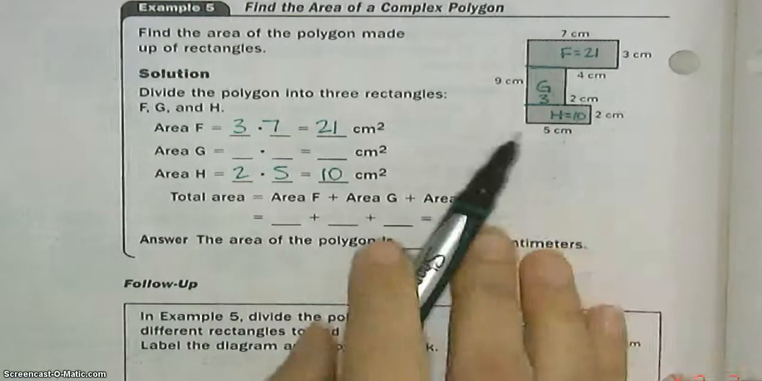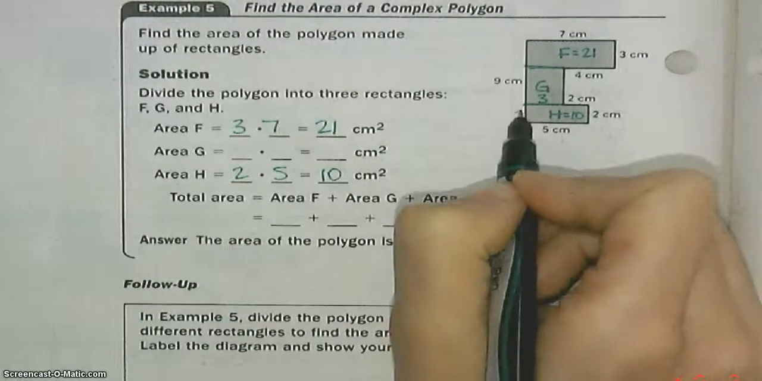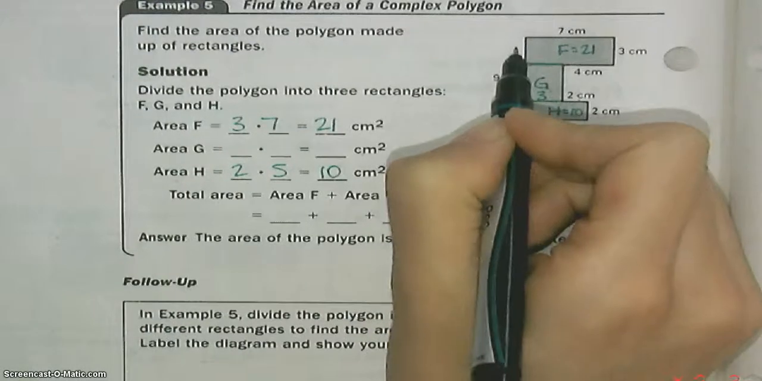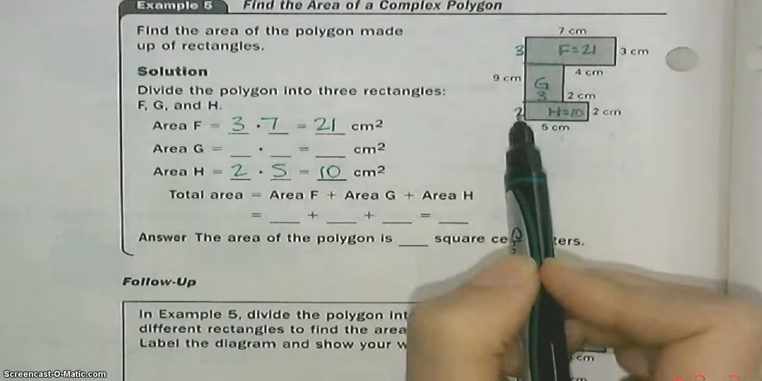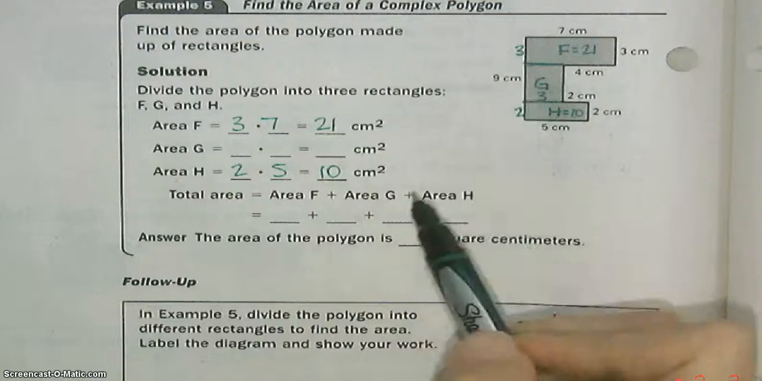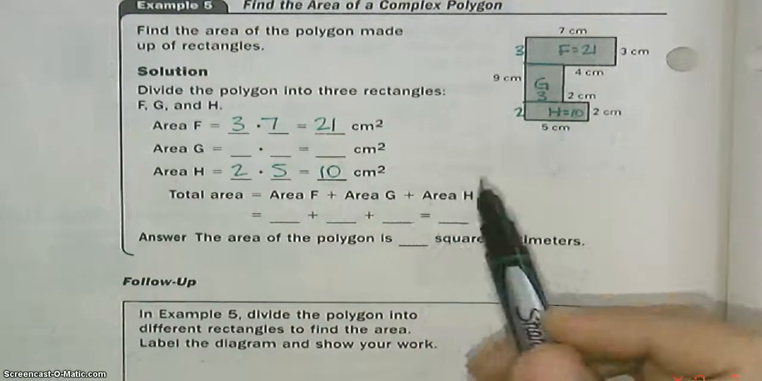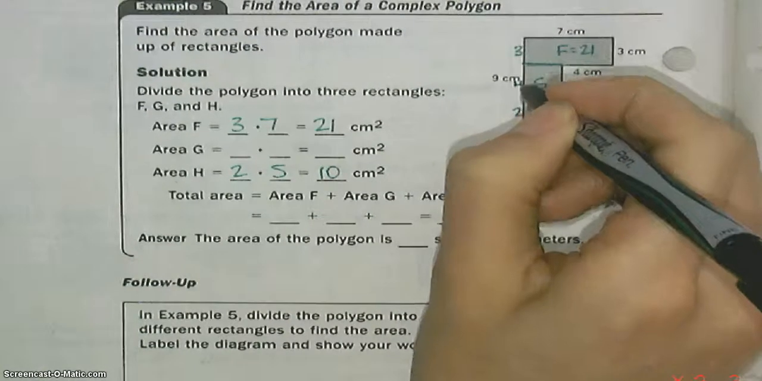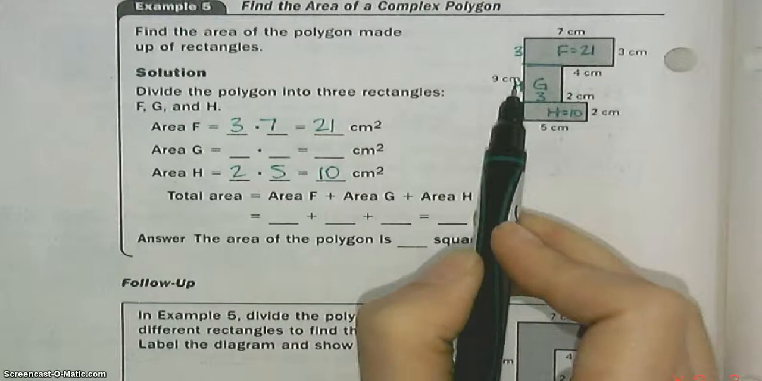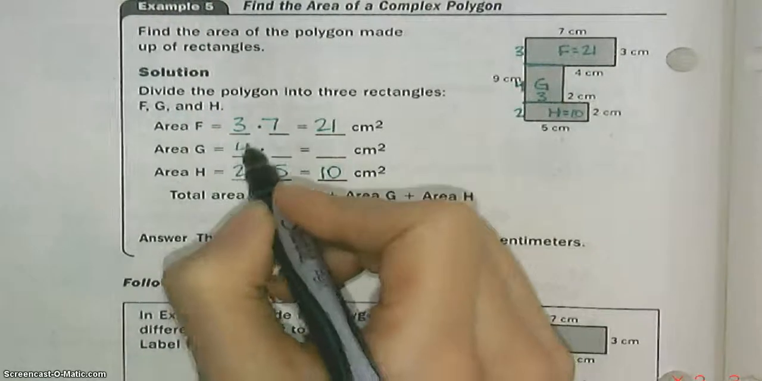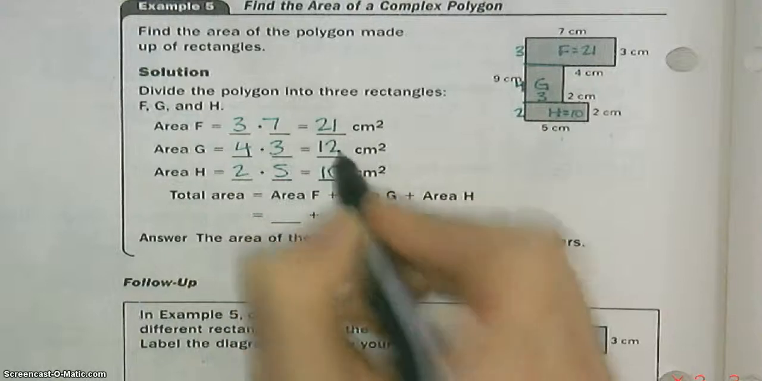Now let's look here. This is 2. This is 3. And this whole thing is 9. If I already have 2 and I already have 3, that means I already have 5, which means I need 4 more to get to 9. So G is 4 by 3. 4 by 3 is 12.